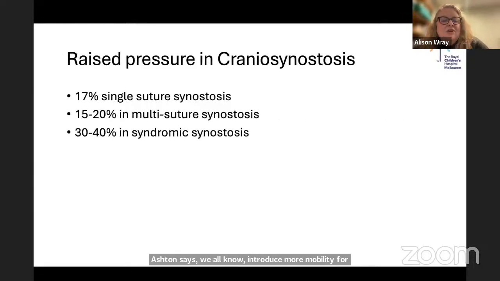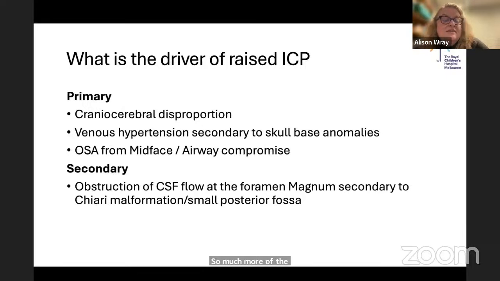So looking at raised pressure in craniosynostosis, we know that it occurs in up to 17% of single suture synostosis, but is really much more prevalent with syndromic and multi-suture synostosis. So much more of the equation and what we're trying to work out as a solution for these children.